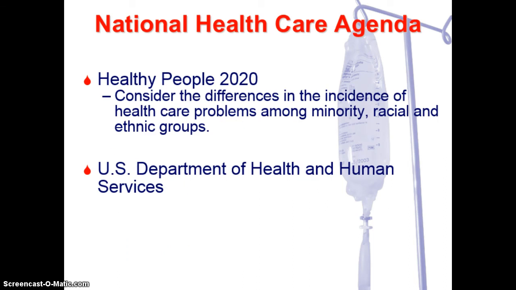When you think about the National Healthcare Agenda, Healthy People 2020, looking at that, you need to consider the differences in the incidence of healthcare problems among minorities, racial, and ethnic groups. So Healthy People 2020 really is based on health promotion initiatives that reflect assessment of major risks to health and wellness. Those goals will change as the public's priorities change.